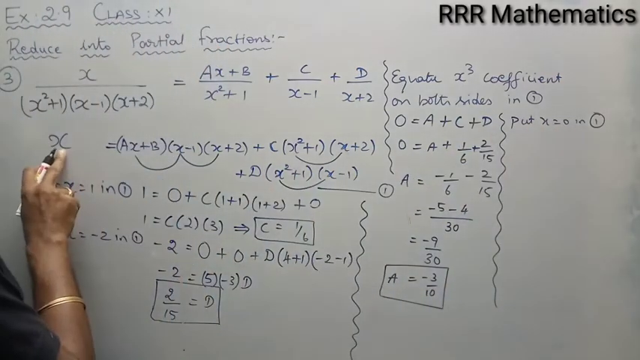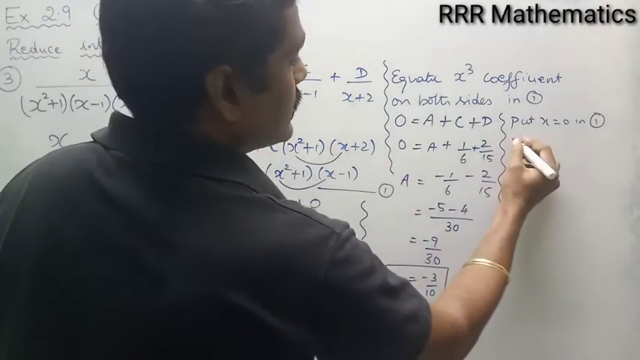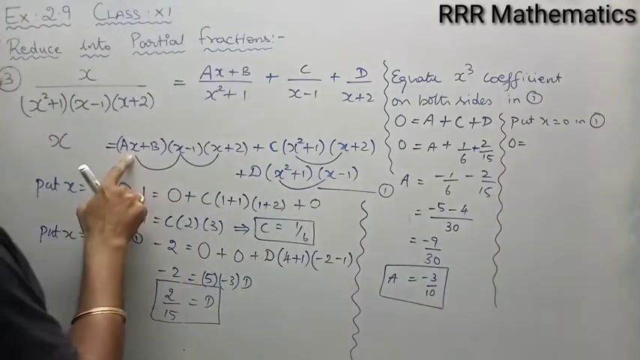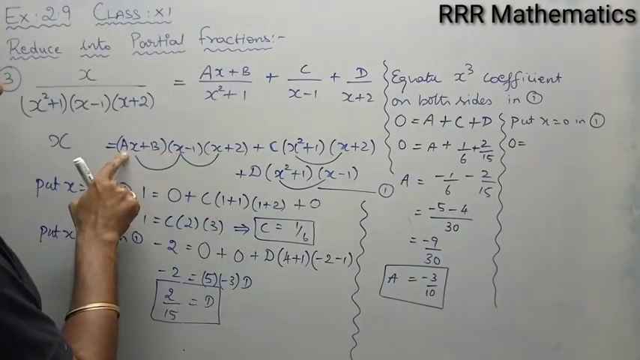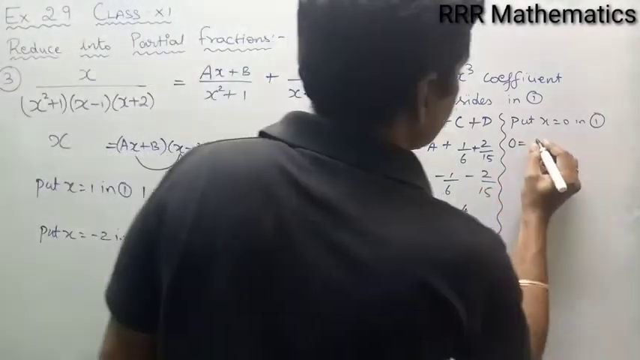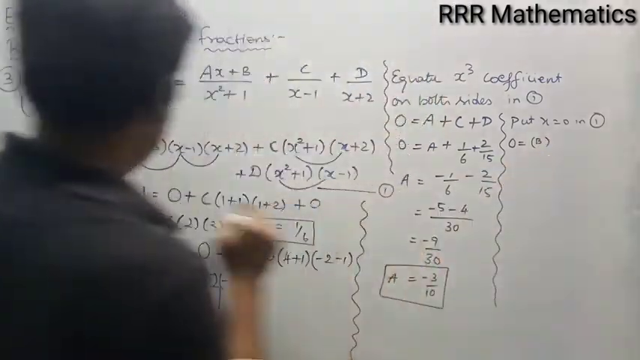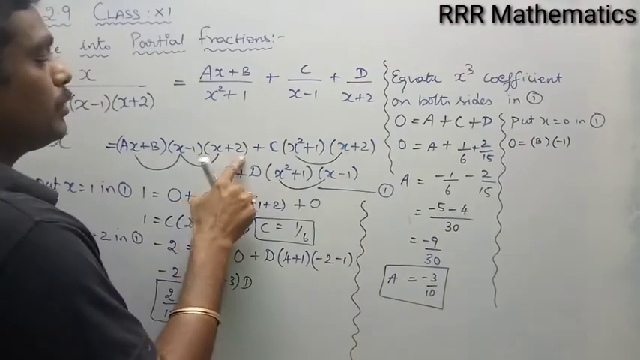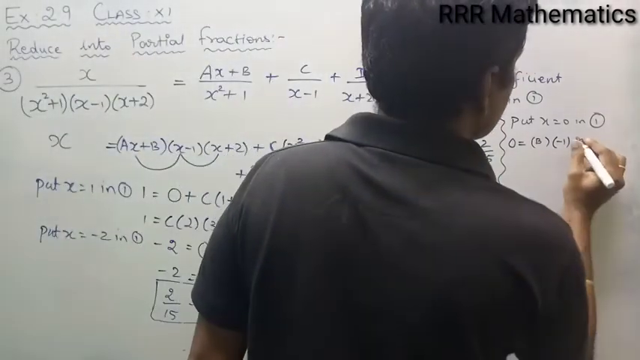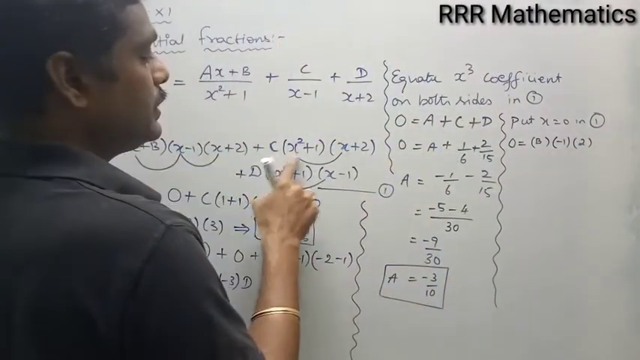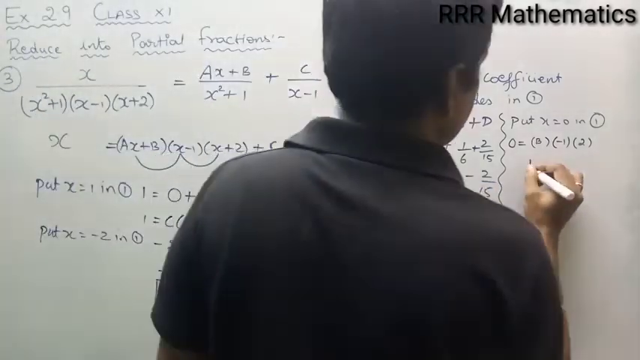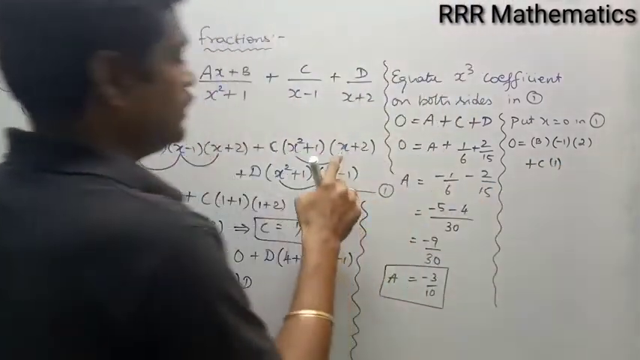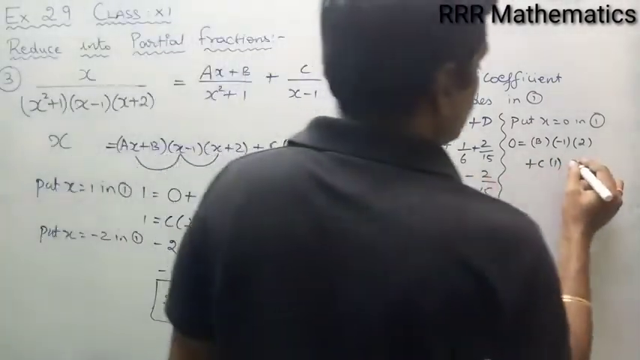See here, put 0 in the place of x. So 0 plus b, b. 0 minus 1, minus 1. 0 plus 2, 2. Here 0 plus 1, 1. Here 0 plus 2, 2.